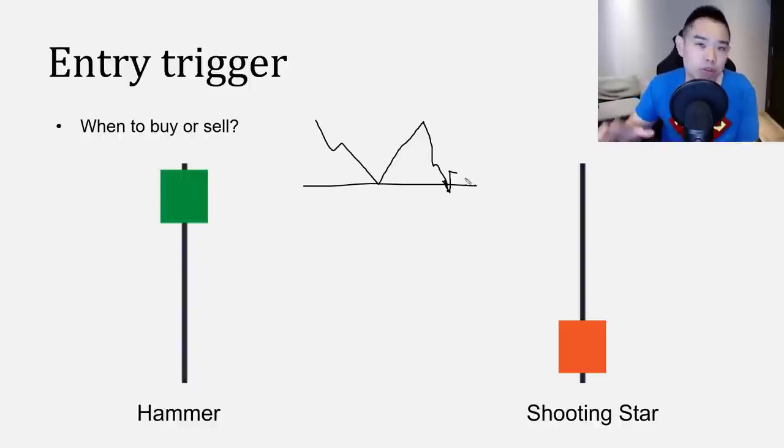Don't worry, later on I'll share with you some charts so you can see exactly how all these entry triggers fit in the big picture. All right.